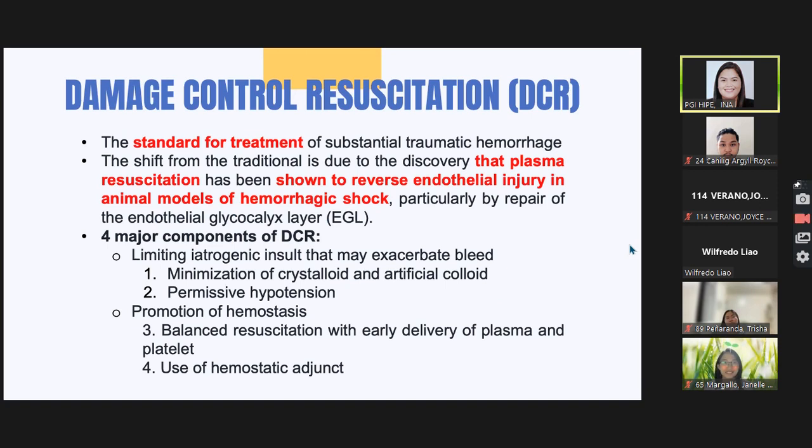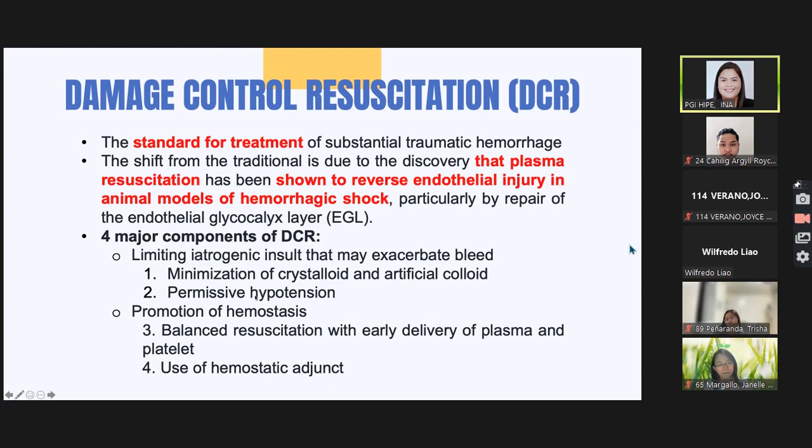So we also have the damage control resuscitation or your DCR. So this is the standard for treatment of substantial traumatic hemorrhage. And the shift from the traditional is due to the discovery that plasma resuscitation has been shown to reverse endothelial injury in animal models of hemorrhagic shock, particularly by repair of the endothelial glycocalyx layer or the EGL. Okay, so there are four major components of DCR. So it is also grouped into two. First is to limit iatrogenic insult that may exacerbate bleeding.